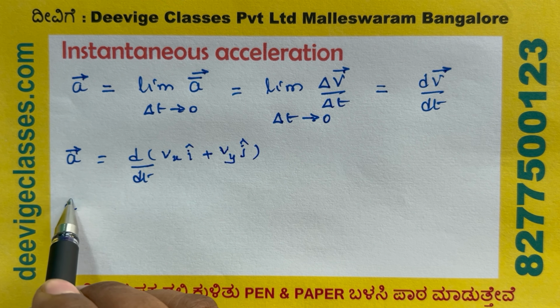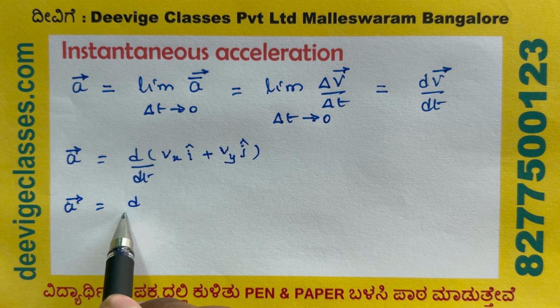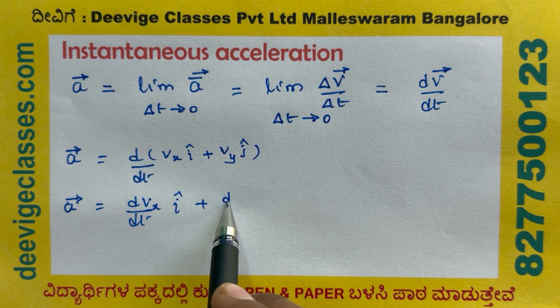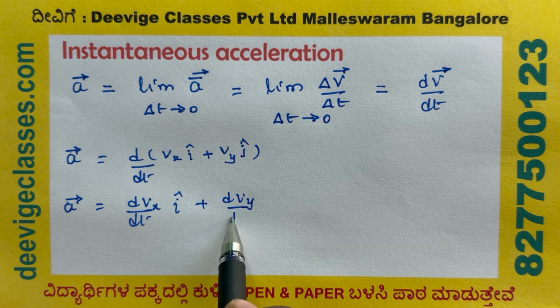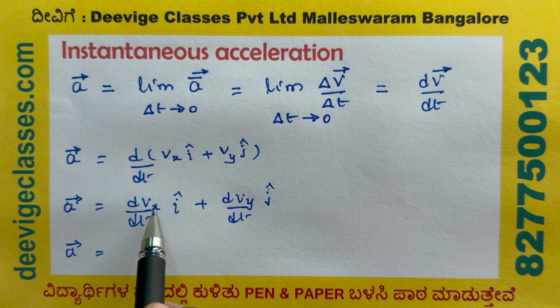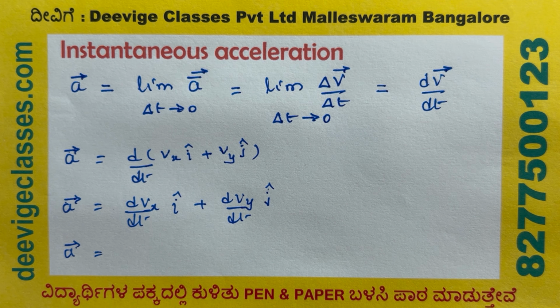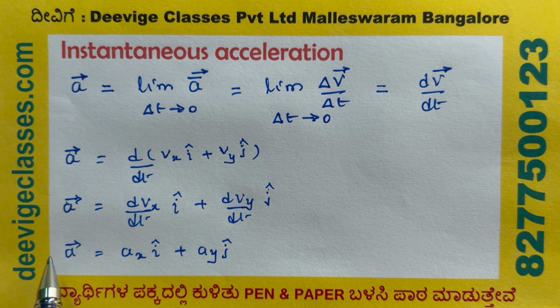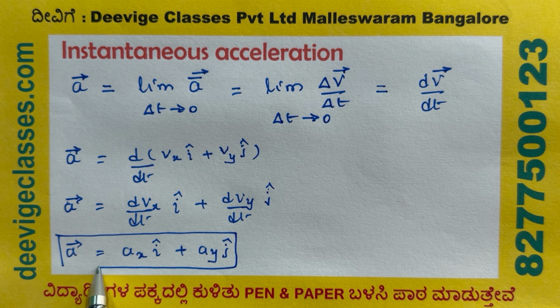So then instantaneous acceleration is equal to d by dt of v suffix x into i cap plus d by dt of v suffix y into j cap. So the a vector is equal to dvx by dt, that is the component of the instantaneous acceleration along the x-axis, that is a suffix x into i cap plus a suffix y into j cap. So this is instantaneous acceleration.